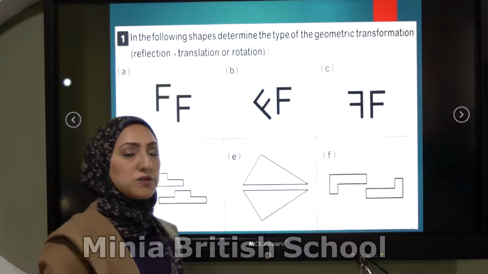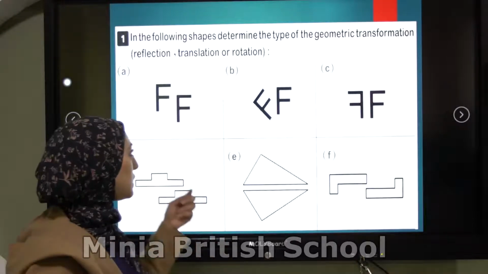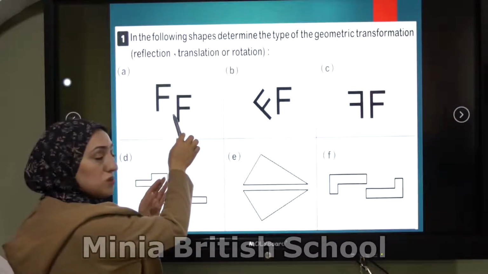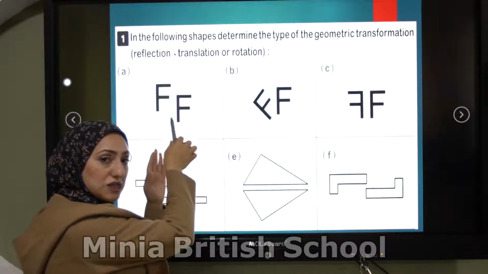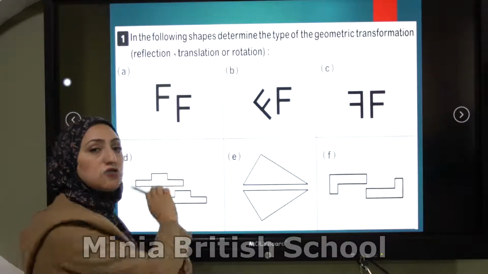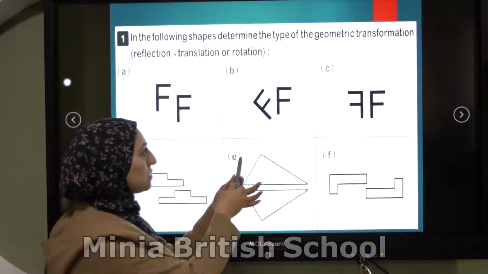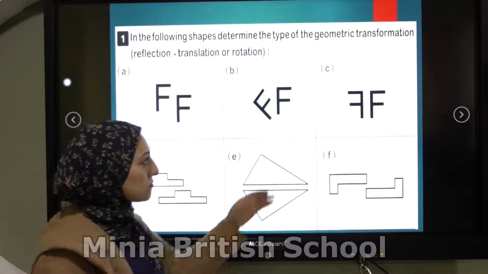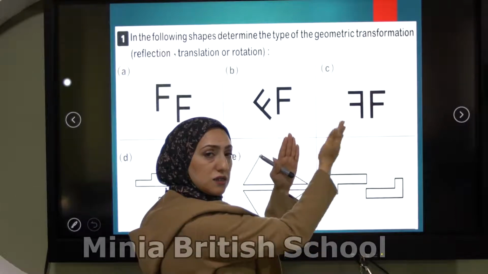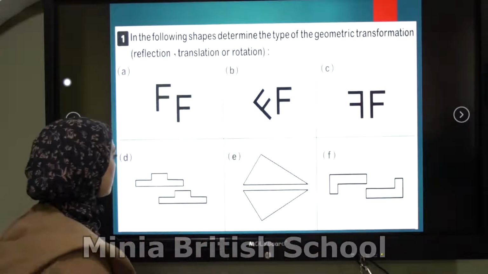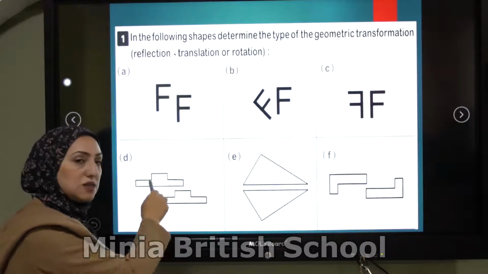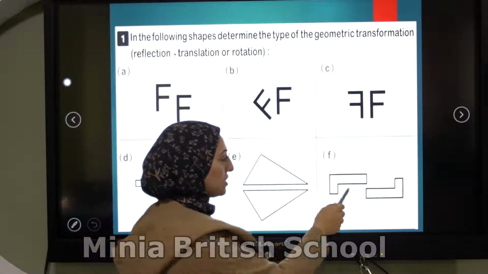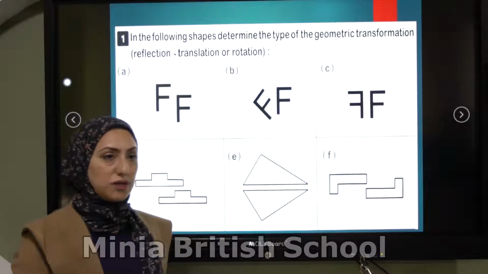Let's see if you can determine which transformation is every one. Here, the first one, this F goes this way, or this direction, okay? So this is translation. Here, it goes round, so this is called rotation. Here, it's reflected, so this is reflection. The other one, here, yes, translation. Here, reflection, and this, rotation, okay?